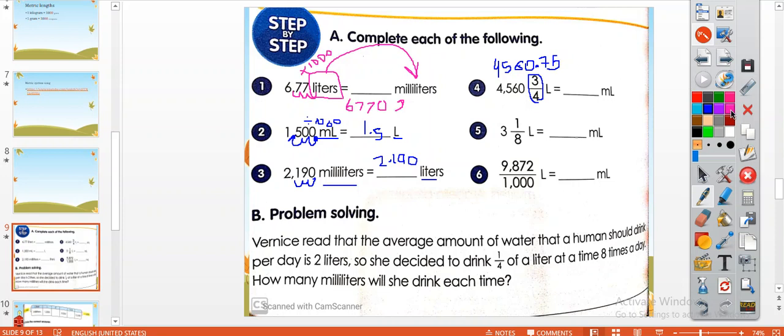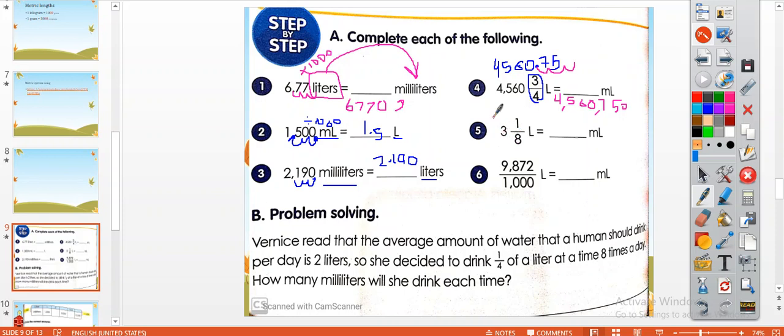0.75. Then remember, from a big to a small, we just multiply, so move it 3 times, 1, 2, 3, so the number will be 4, 5, 6, 0, 7, 5, 0, and by putting the commas here, it's 4,560,750 milliliters.